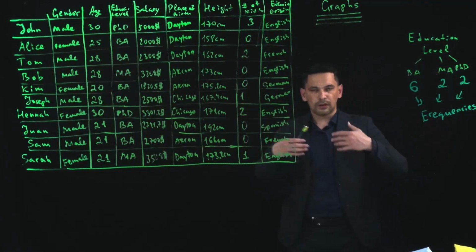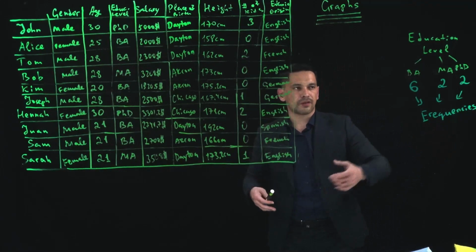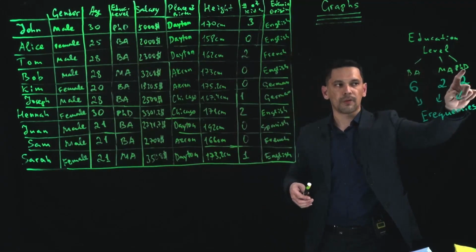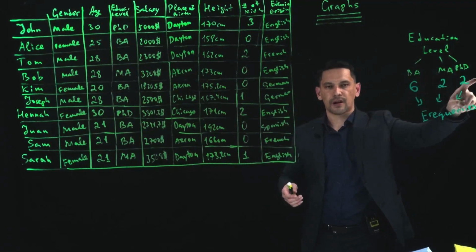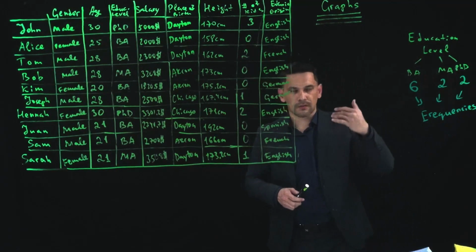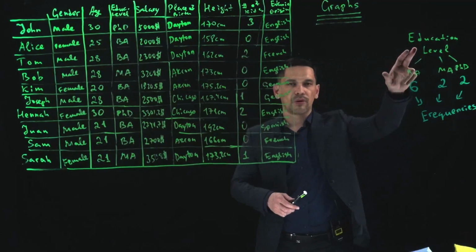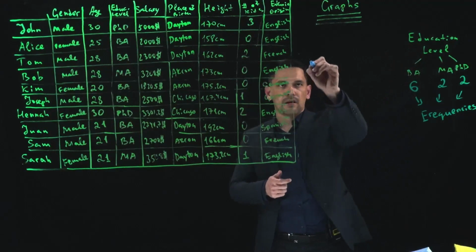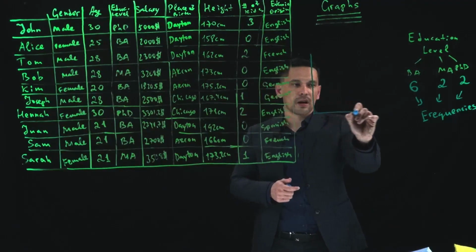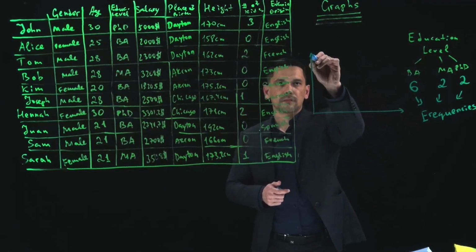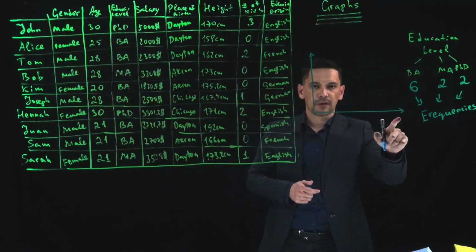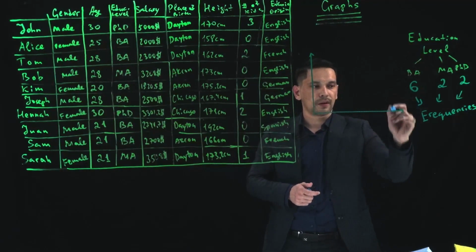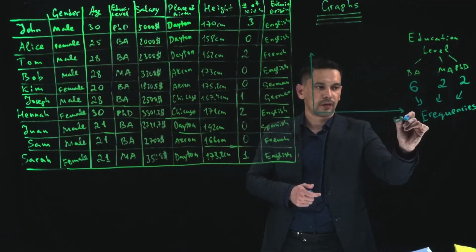Well, in order to build a graph for a certain variable, you have to know the values of this variable and the frequencies for those values, okay? So let's build a graph that shows the variable education level. That's very easy, guys. Just build 2 axes like this. Then write the name of the variable below the axis, okay? The name of the variable is education level.